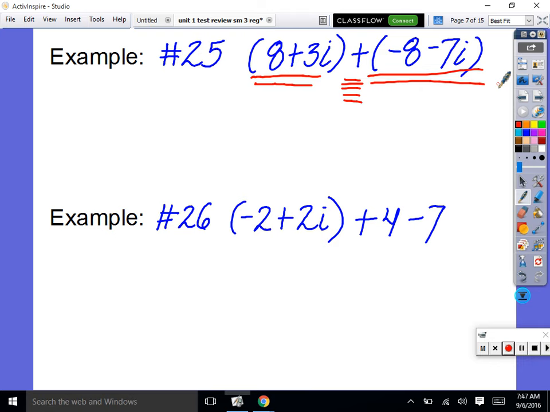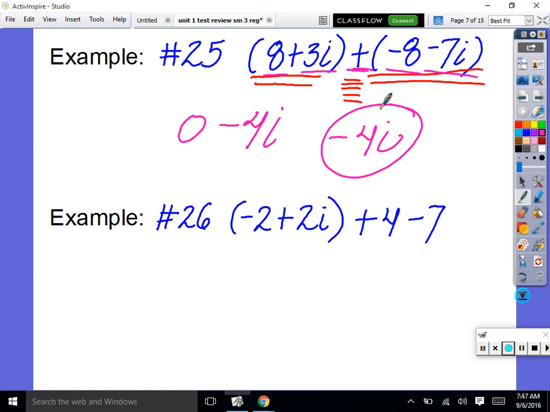Yes? Okay. Now we'll combine real parts with real parts and imaginary parts with imaginary parts. With addition, we don't have to be careful. We can just combine like things. 8 plus negative 8 is 0. 3i's plus negative 7i's is negative 4i's. So our final answer would be negative 4i. That's simple. It's just combining like terms.